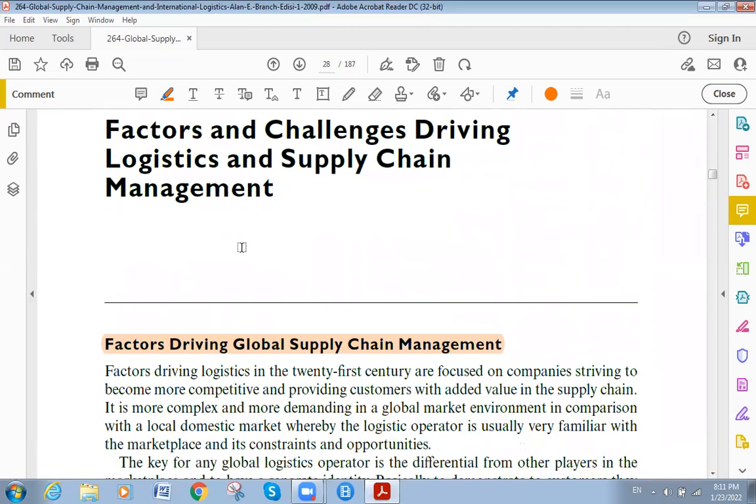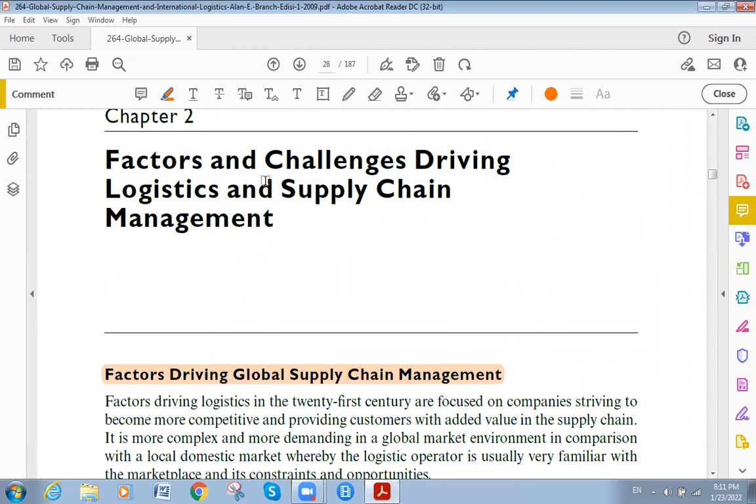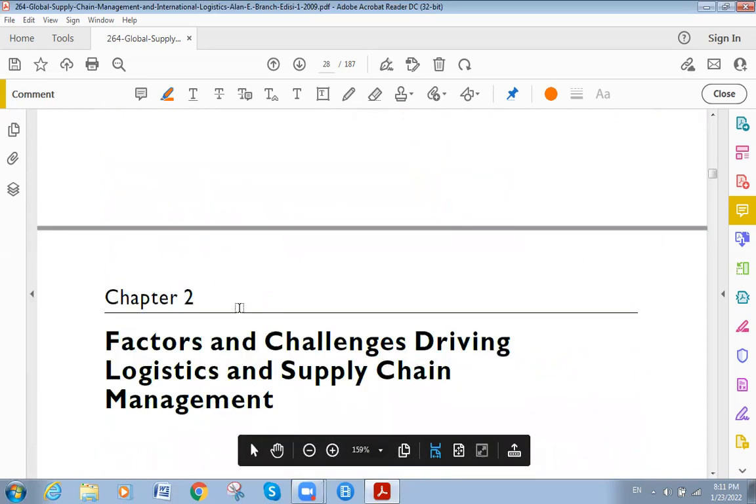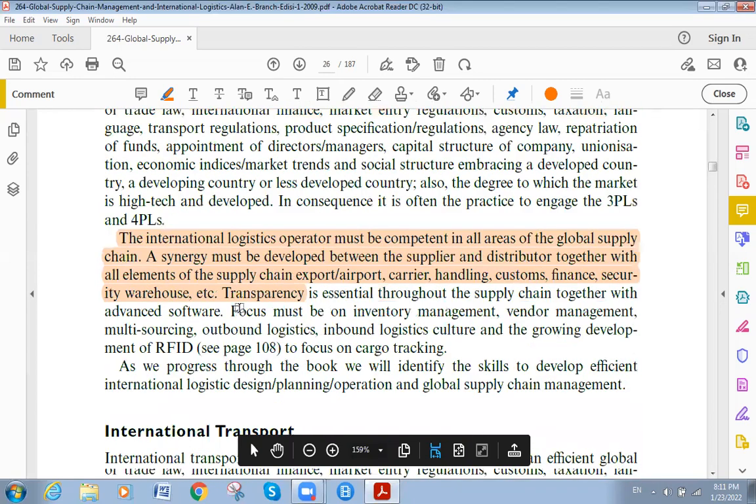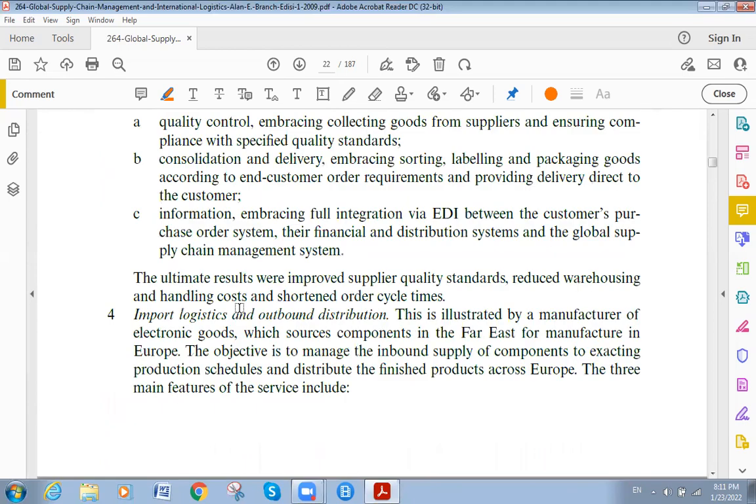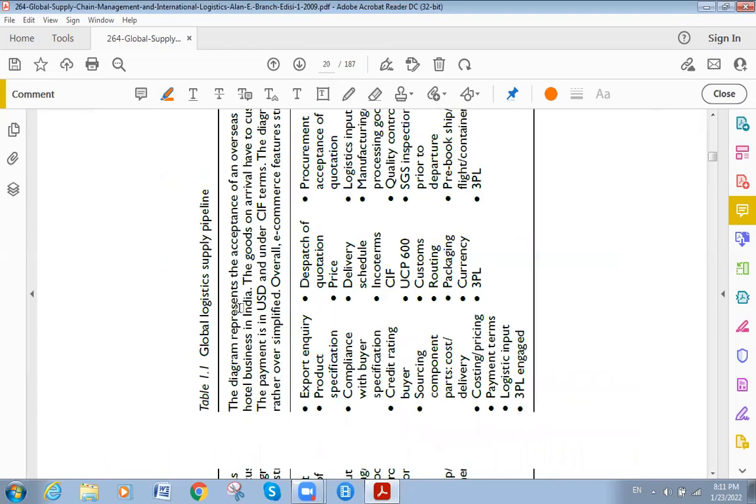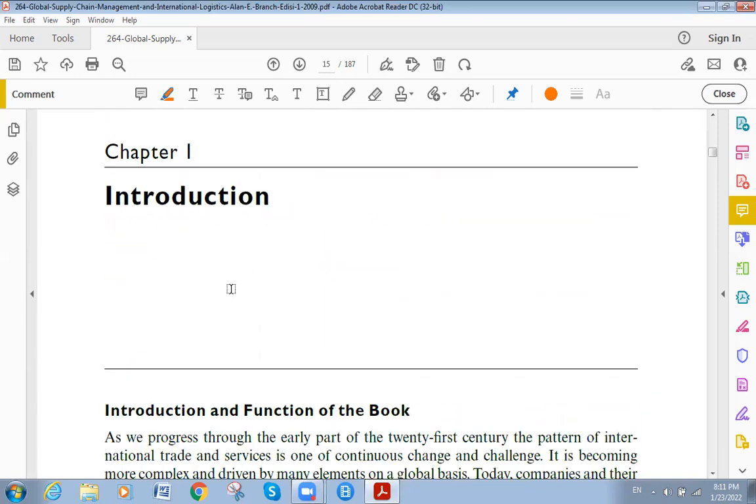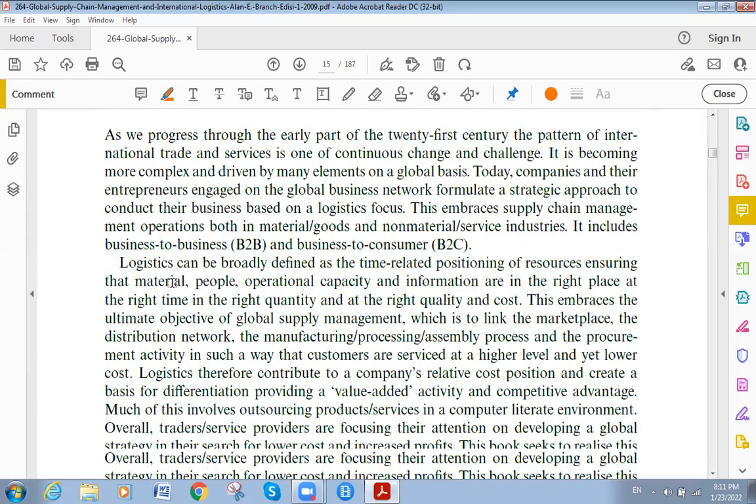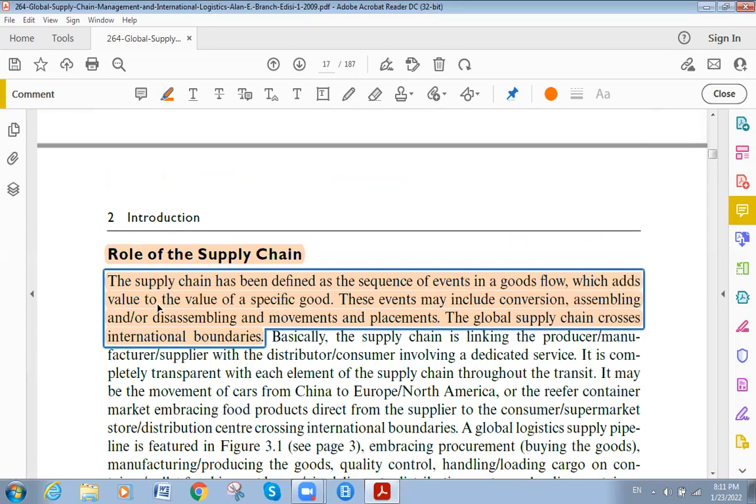Here we'll move into factors and challenges driving logistics and supply chain management, the factors driving global logistics and supply chain management. But actually, before that, we must go to some questions here. We'll take some questions right now for this chapter, chapter 1. Then we'll move to chapter 2 after this.